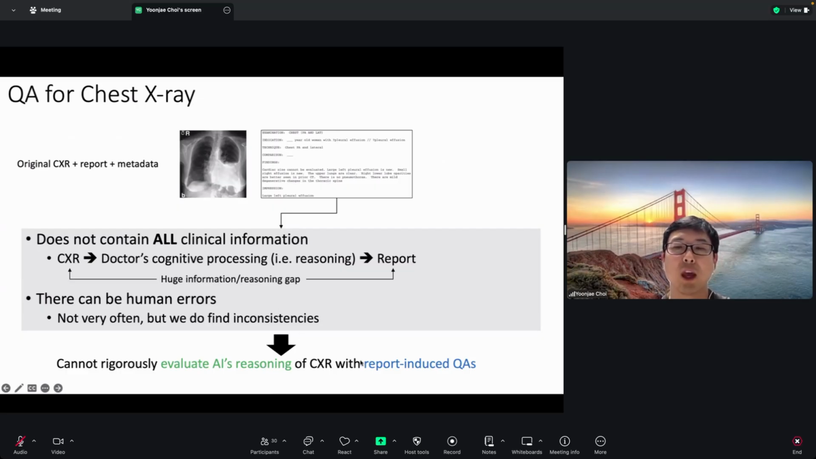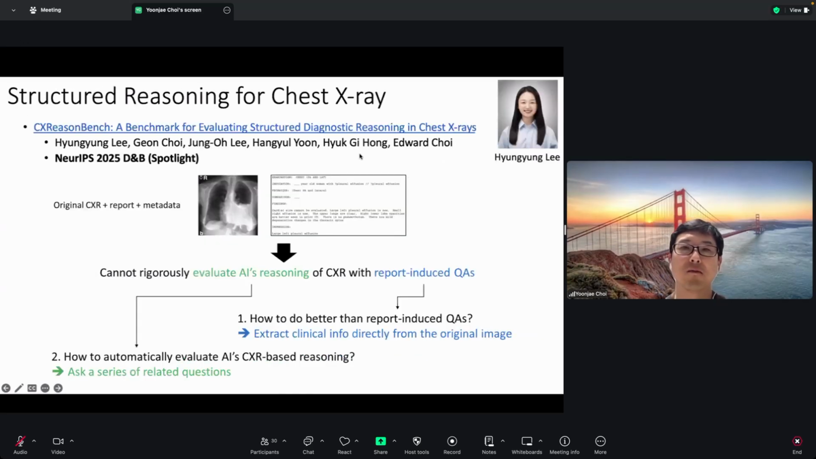It's all based on report-induced QAs, which is full of just conclusions. So one of my students, Hyungyung, is scheduled to present this work in Europe this year, which is two things. So what are we going to do about the report-induced QAs?